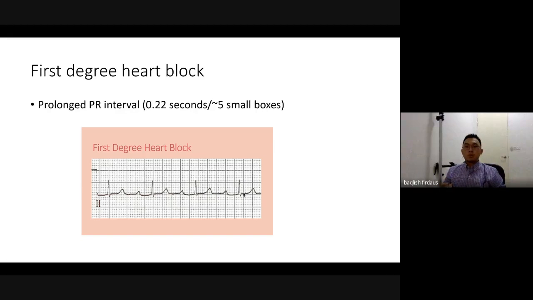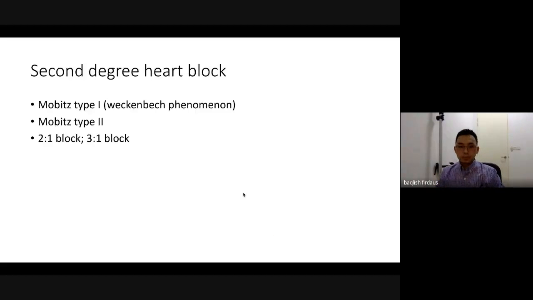First degree heart block, what should we do? Usually we don't need to do anything. We just monitor the patient, unless the patient has symptoms of bradycardia. Usually it occurs in elderly people, as part of degenerative disease.